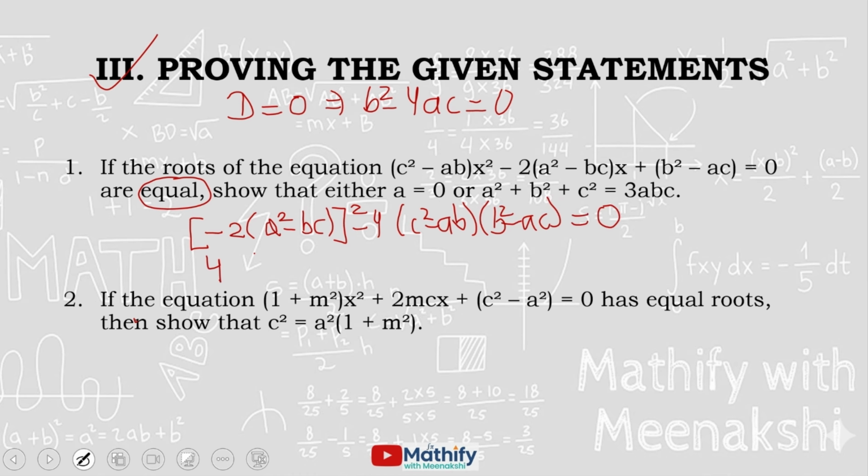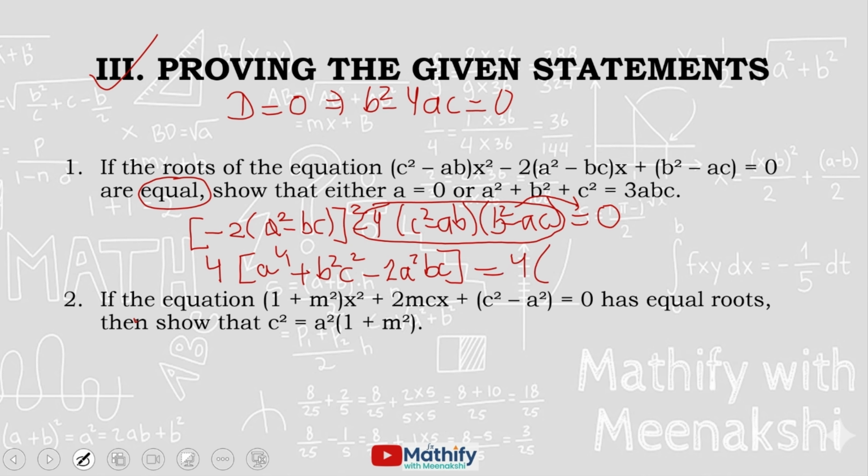You will get 4 into a square minus bc square is a4. You have to simply use the identity of (a minus b) square: first square plus bc square minus 2ab, that is minus 2a square bc. And you can move this whole to that side. So this is negative, so when you move to the right side, it becomes positive 4.